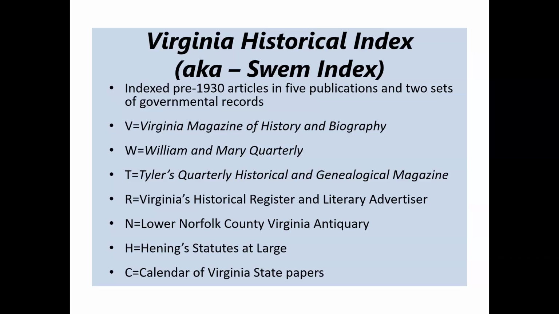So you'll see that the letters that would appear in the index, and I'll show you that in a second, equate to the various publications that you see here. V is the Virginia Magazine of History and Biography, W is William and Mary Quarterly, T is Tyler's Quarterly Historical and Genealogical Magazine, R is the Virginia Historical Register and Literary Advisor, N is the Lower Norfolk County Virginia Antiquary, H is Hening's Statutes at Large, and C is the Calendar of Virginia State Papers.